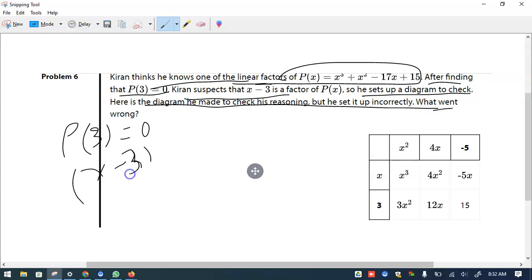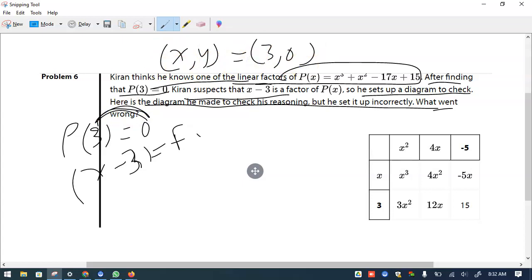Now remember, if x minus 3 is a factor, what does this basically mean? When x and y, that is (3, 0), input and output, so when x is 3, the y is 0. That means x minus 3 is one of the factors.